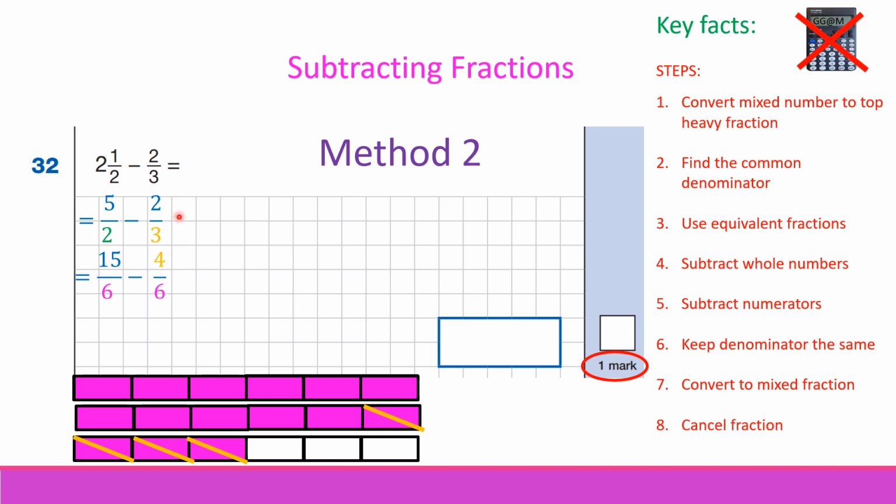Then I need to convert this to thirds. So I say how many times does 3 go into 6? It is twice. So I need to do the same for the top. So 2 times 2 gives me 4.